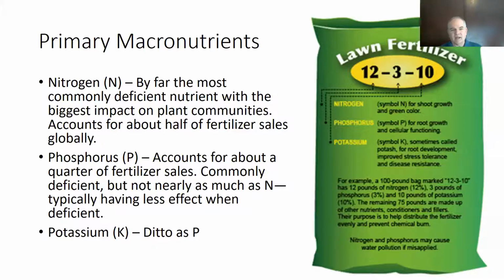On a fertilizer bag, we get nitrogen. Now, nitrogen is by far the most commonly deficient nutrient in terrestrial ecosystems. About half of world fertilizer sales are nitrogen for a very good reason, because we don't have enough when we try to grow, especially crop plants. And so it's really the most important one. Phosphorus and potassium make up most of the rest. The micronutrients and the secondary nutrients, there's not as many of those sold, although it's increasing in number. But really, these three make up the bulk of fertilizer sales globally.